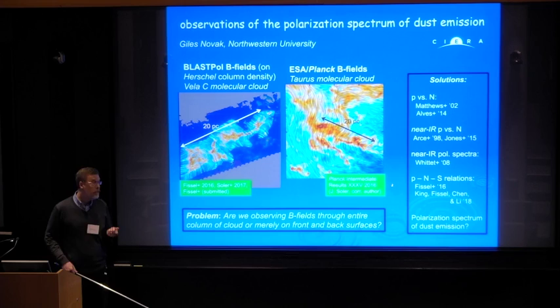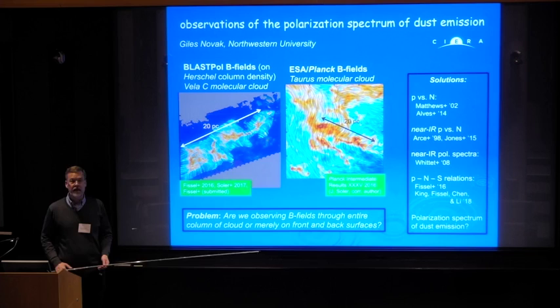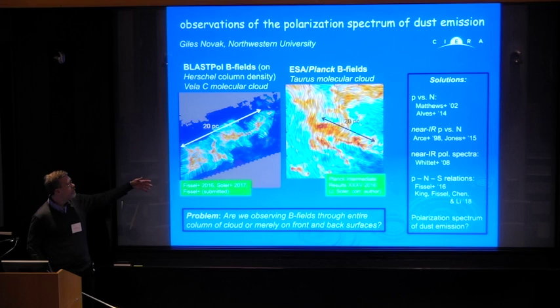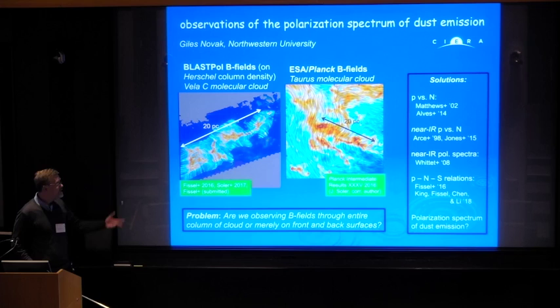On the left, you see an image from the balloon-borne experiment, BLAST. We obtain better angular resolution with this experiment, so we're able to make this kind of subparsec map out to greater distances. Vela C is about 7 times further than Taurus. And this is an ongoing experiment. We hope with a flight that we have planned for later this year, we'll have many dozens of these kinds of maps.